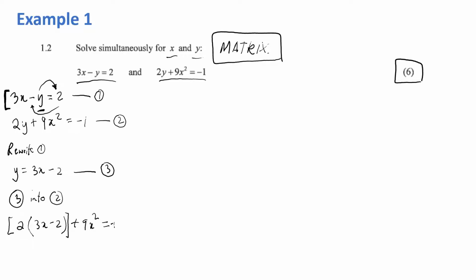Okay, this needs some simplification. Let me get a different color. What I'm going to first do is simplify this guy over here. So this 2 is just going into the brackets. And this gives me 6x minus 4 plus 9x squared. I'm going to bring this 1 over because I want this homogeneous equation, right? So it's plus 1 equals 0.